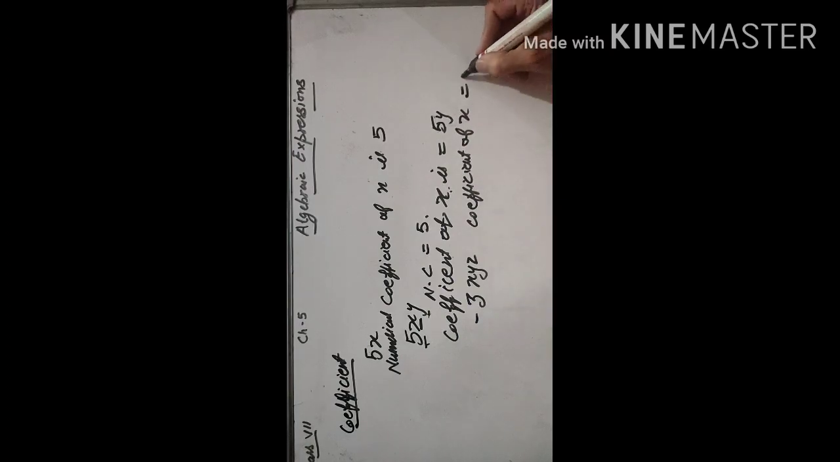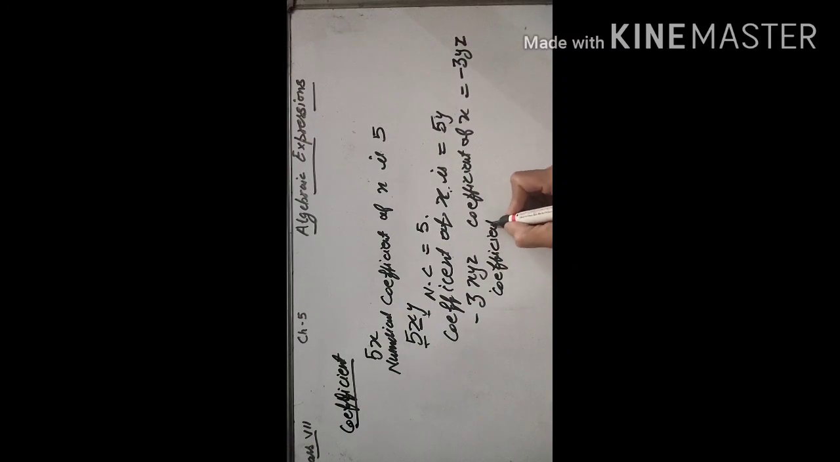Now in this case, suppose minus 3xyz, the coefficient of x is, with sign, minus 3yz. In this expression, the coefficient of z is minus 3xy only. The coefficient of z is minus 3xy, the coefficient of x is minus 3yz, and the coefficient of y is equal to minus 3xz.